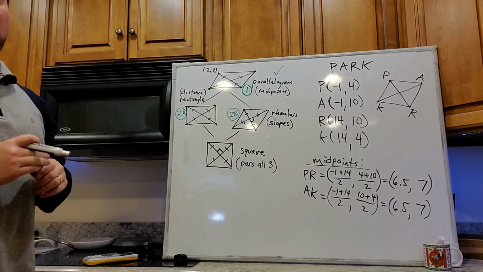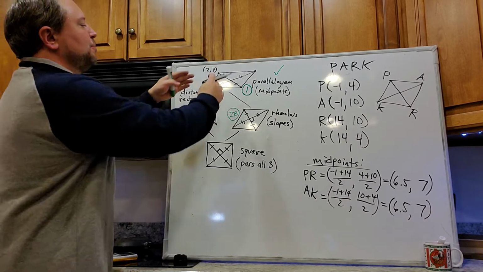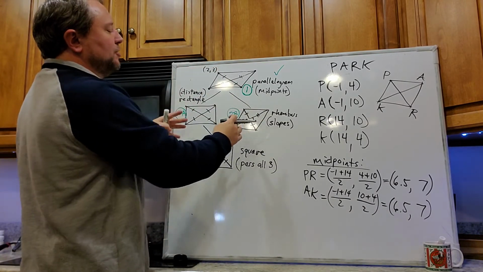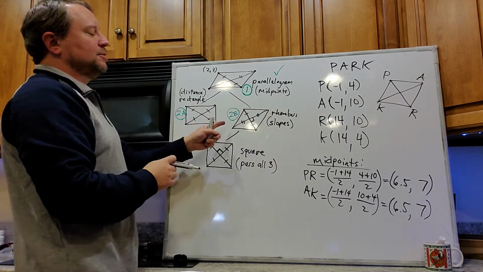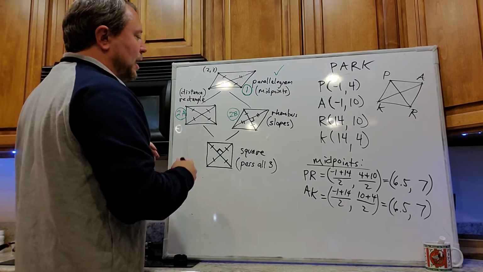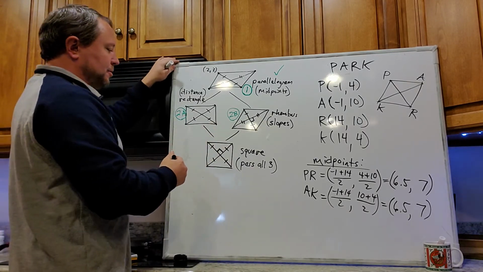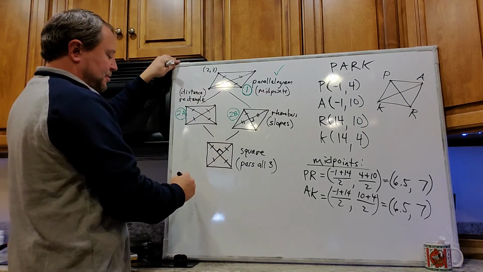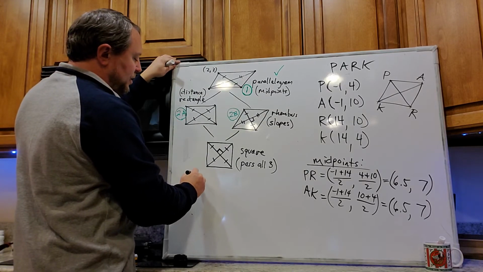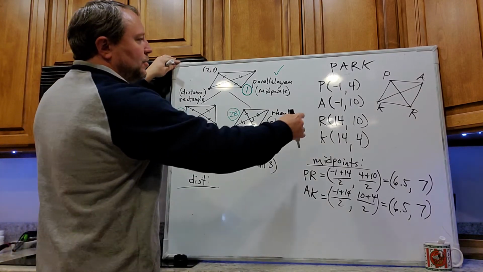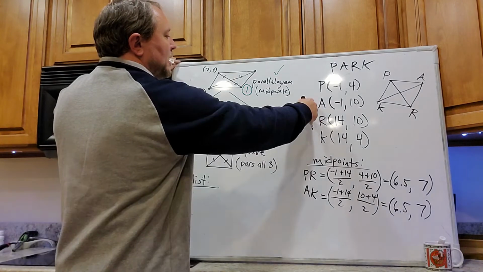Alright, so I know that it already passed this test. It is a parallelogram. So at this point, you could follow either branch down your family tree, either test 2A or 2B. I'm going to just go ahead and do 2A next. So I'm going to check distance. Okay, we're going to find the distances, again, of the two diagonals, PR and AK.